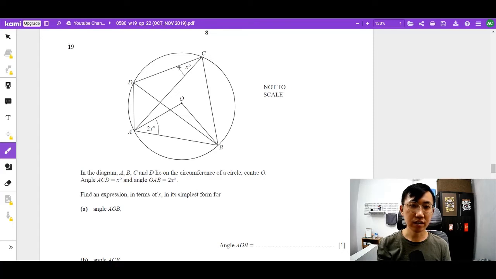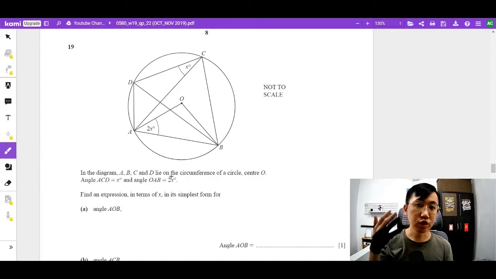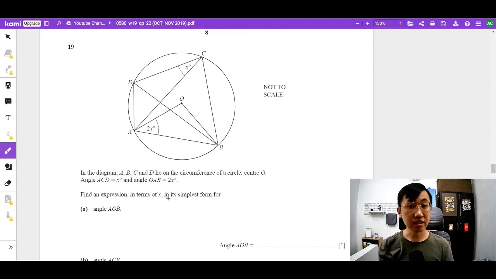ACD, alright, is here, label. And angle OAB is 2x. Nice. When you do mathematics, always check whether they have labeled or not, alright? So this is already done. Nice. Find an expression in terms of x in its simplest form for angle AOB.